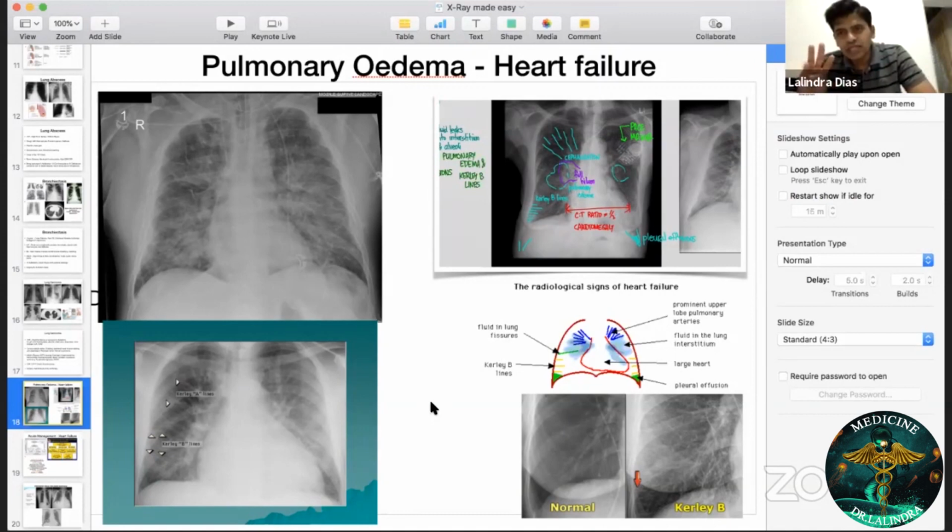Then the fourth feature in the lung field is you can get a pleural effusion. Here, can you see this costophrenic angle that is blocked?